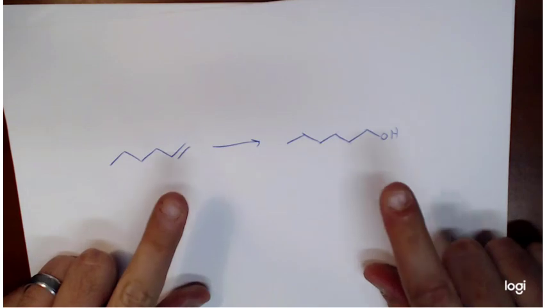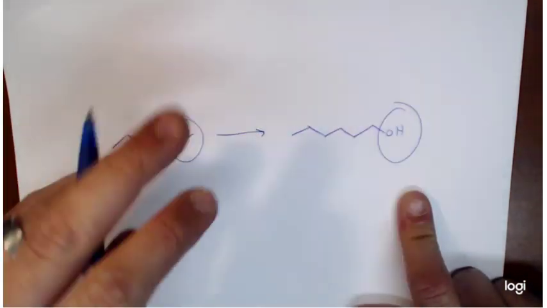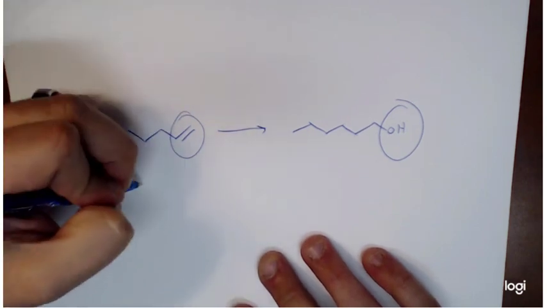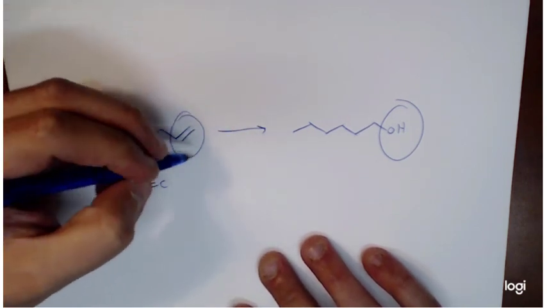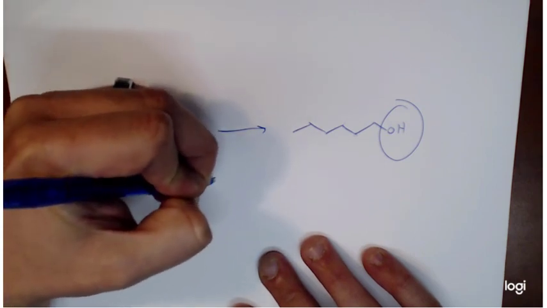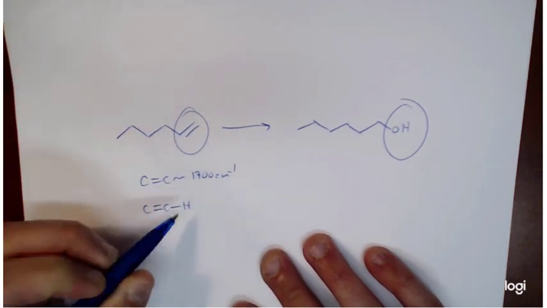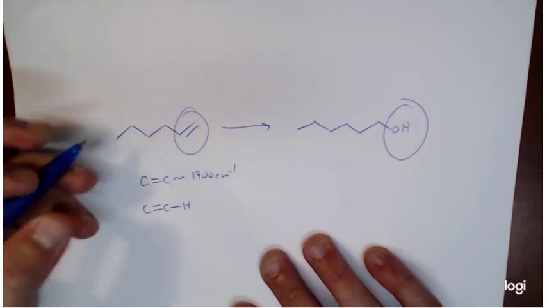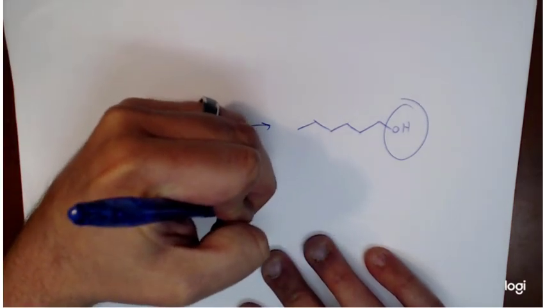Right, so you notice the two big differences in functionality. You have a carbon-carbon double bond versus an alcohol. So we know that this carbon-carbon double bond can be seen somewhere around 1700. We also know that if we look at the hydrogen stretch that comes off of this carbon-carbon double bond, that can be seen approximately around 3030.